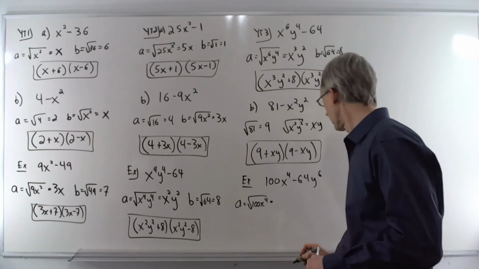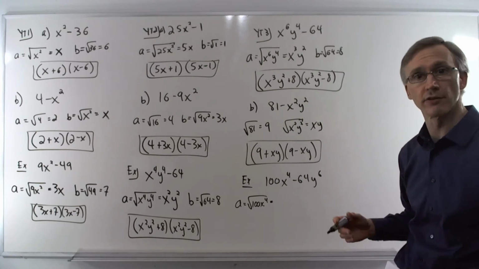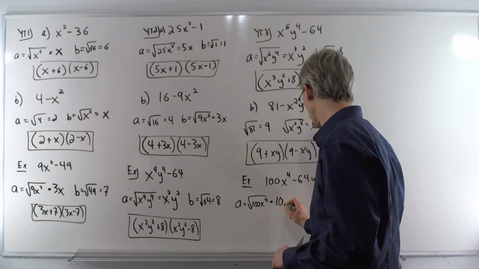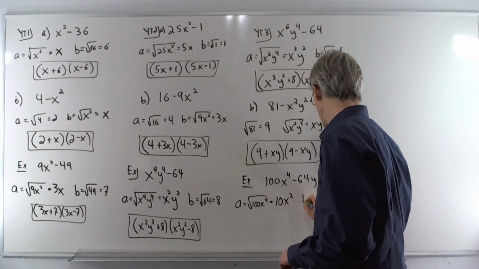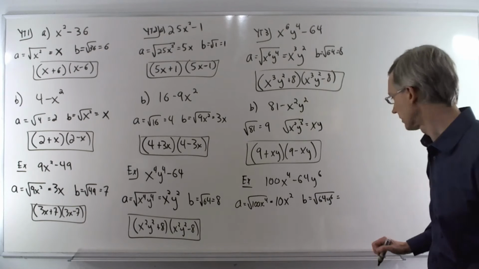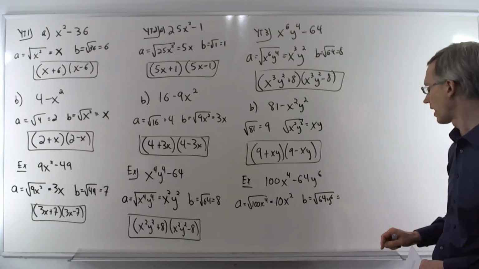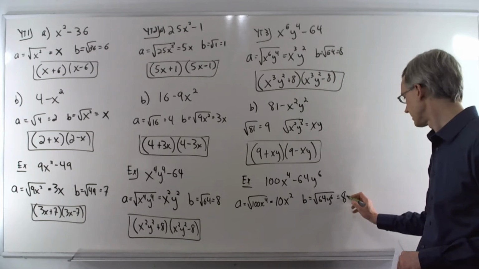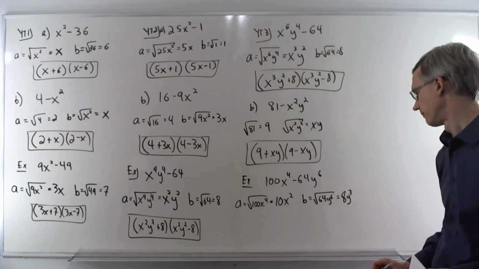For a, we're going to take the square root of the first term, 100 x to the 4th power. So the square root of 100 is 10. The square root of x to the 4th is x squared. For b, we'll take the square root of the second term, 64y to the 6th power. The square root of 64 is 8. The square root of y to the 6th is y to the 3rd.